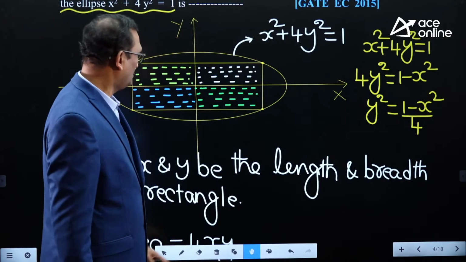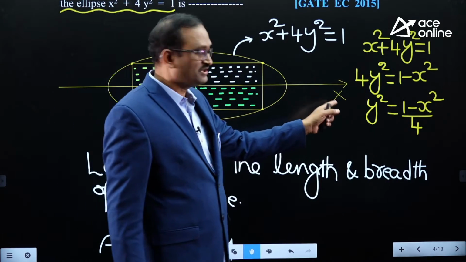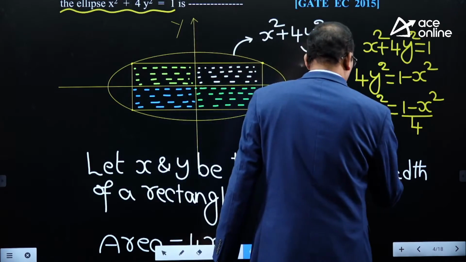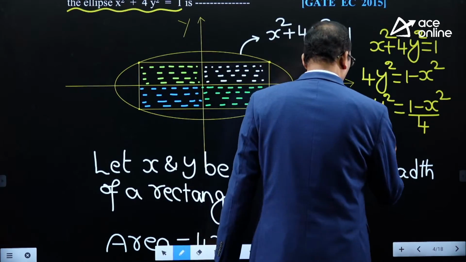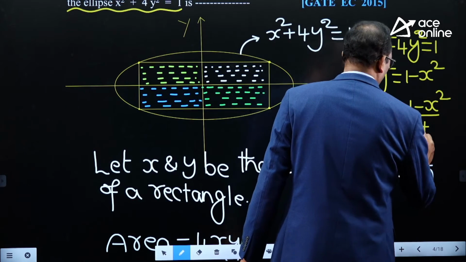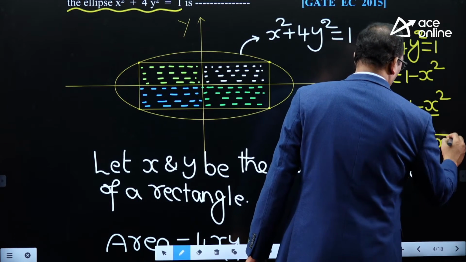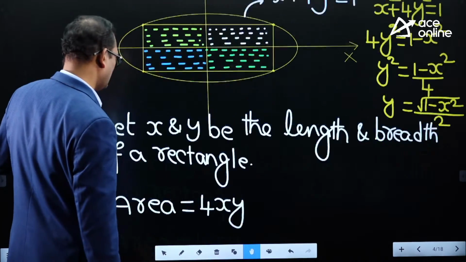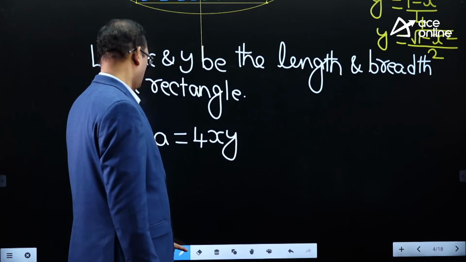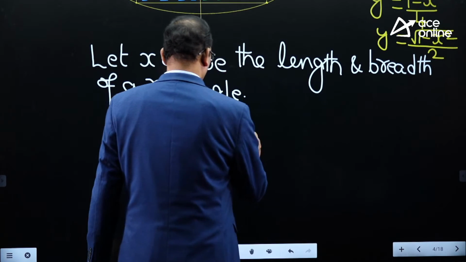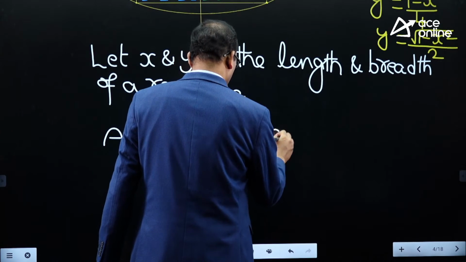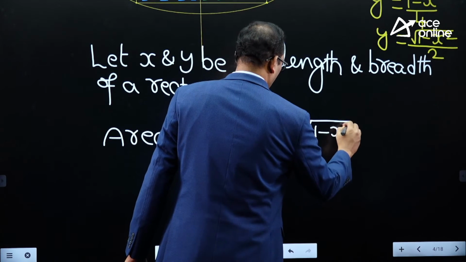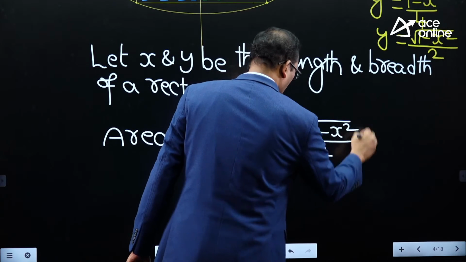So we just need the y value. y equal to the square root of (1 minus x square) by 4. The square root of 4 means 2. Substitute this. This is equal to 4x times the y value, the square root of (1 minus x square) by 2.